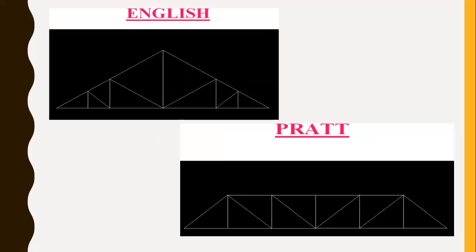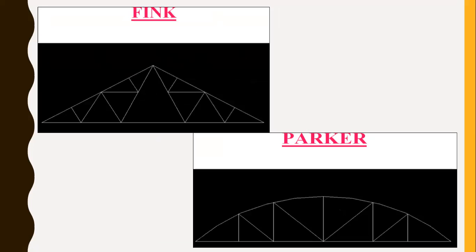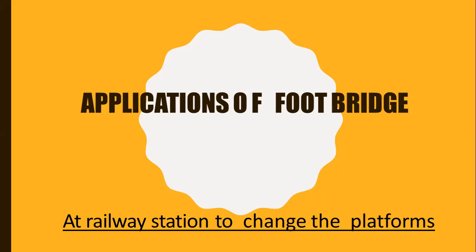Then there are the English truss, Pratt truss, Fink type truss, Parker type truss, right? So there are many types of trusses: Pratt truss, Warren, Howe, Whipple, K truss, Z truss, Parabolic, and so on, right? And some of these types of trusses I can show in these figures, right?